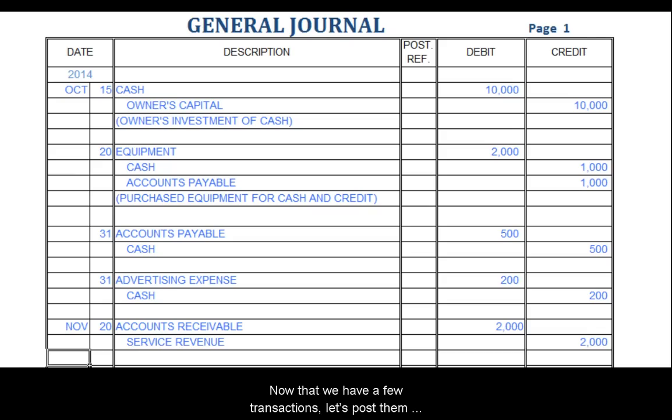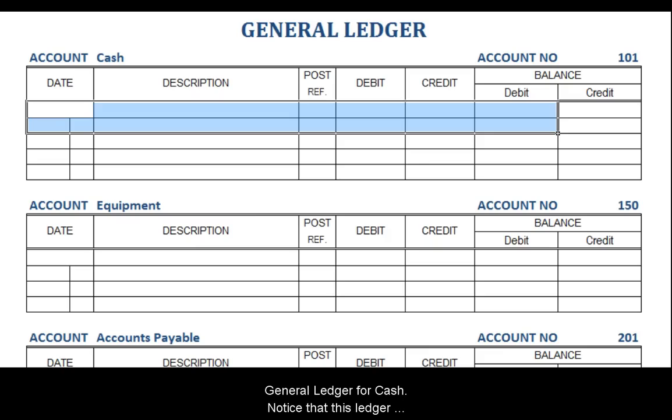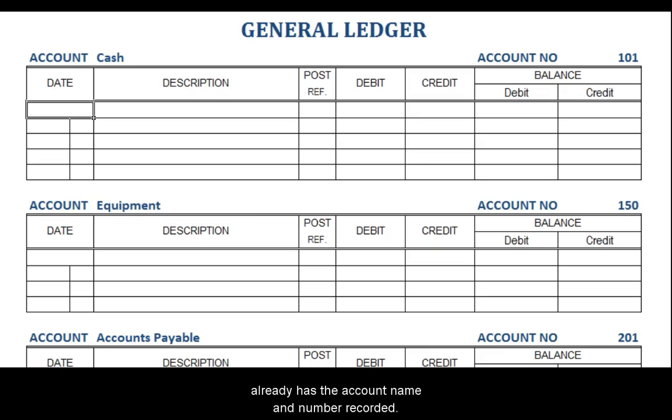Now that we have a few transactions, let's post them to the general ledger. You begin with the first transaction in the general journal that hasn't already been posted. The first entry in that transaction is a debit to cash of $10,000. So you would go to the general ledger for cash. Notice that this ledger already has the account name and number recorded. In the ledger, as in the journal, the first row should contain the year, so you would record 2014 in the date column. In the next row, you would record October 15th as the date.